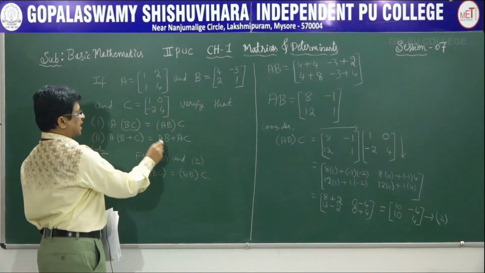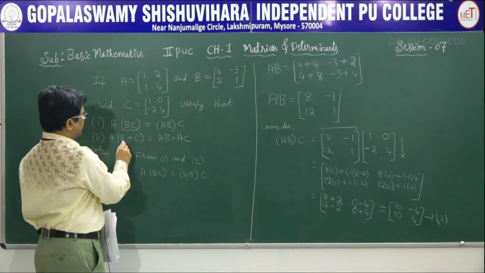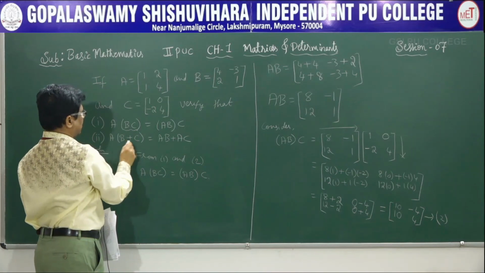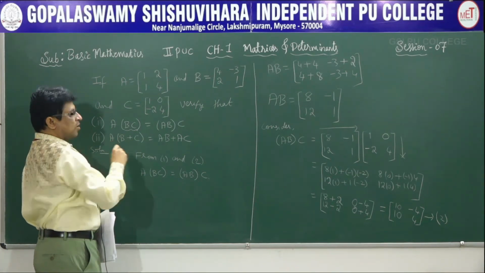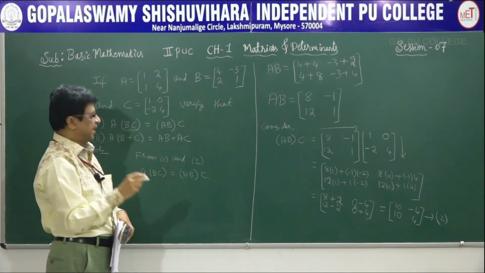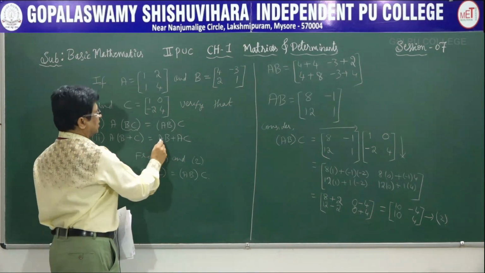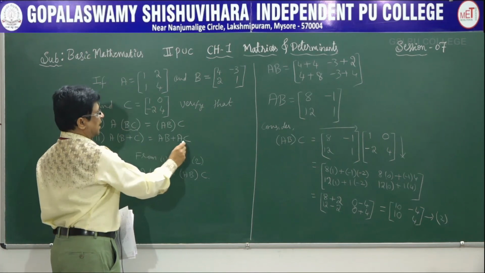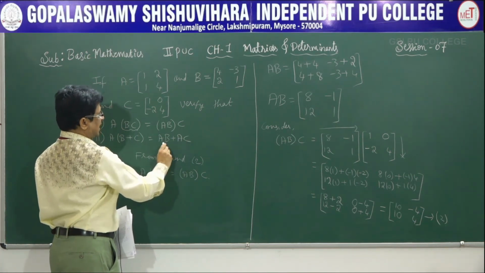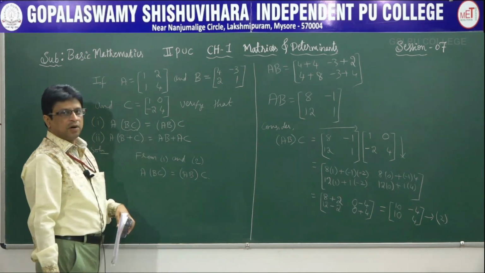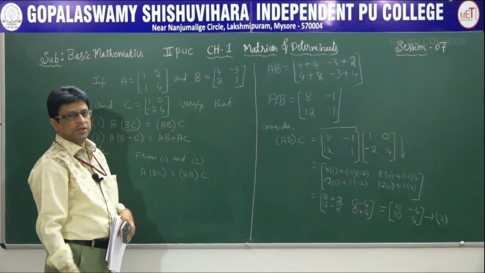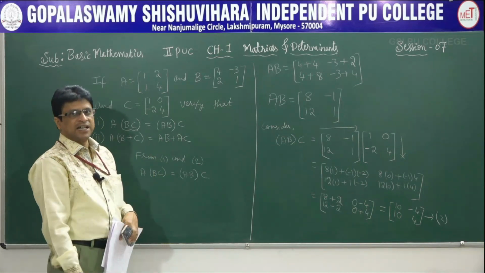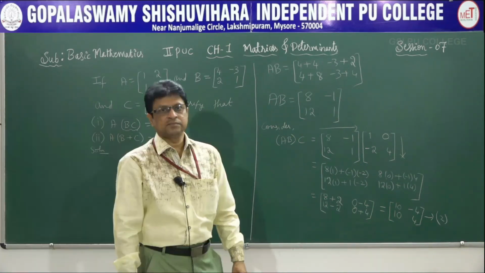Similarly, you can do the second problem. First we have to find B plus C. Next we have to multiply by A. You call it as equation 1. Next you have to multiply A and B. That is, find AB and AC and add AB and AC. You call it as equation 2. From 1 and 2, these two are equal. That is left as an assignment to you.